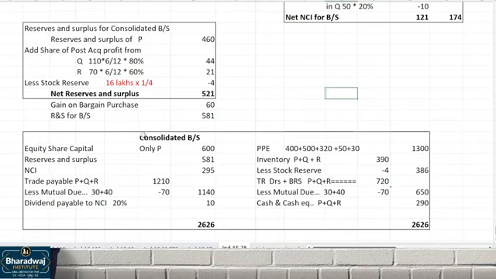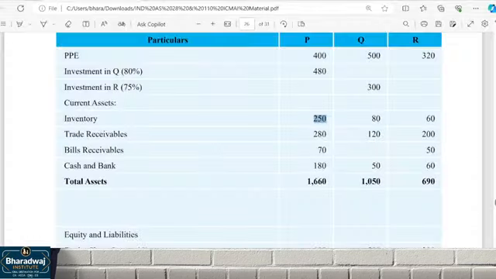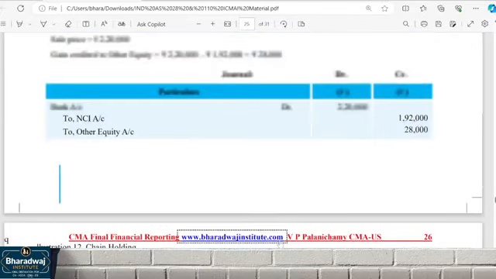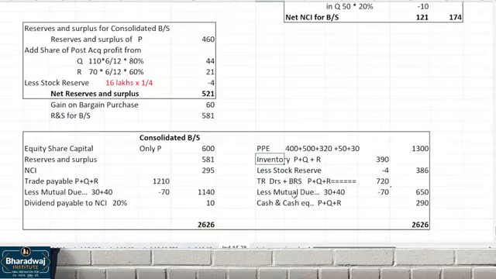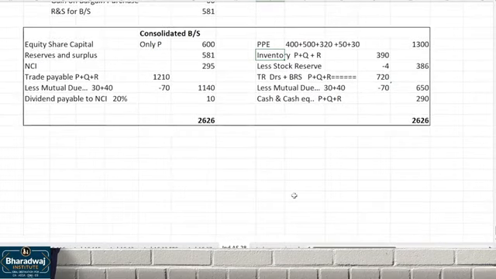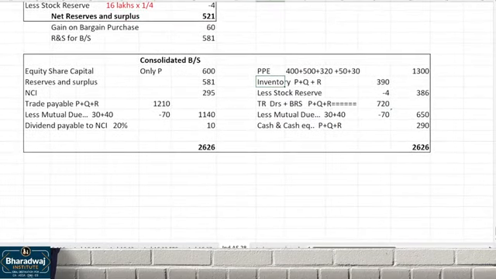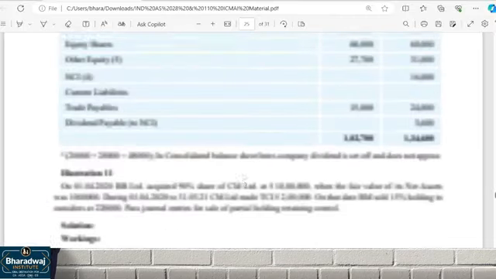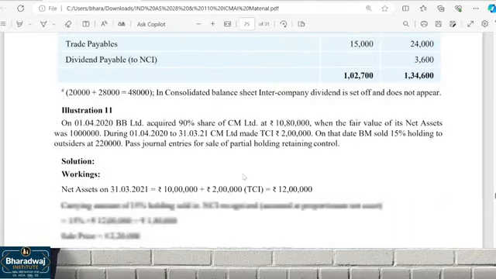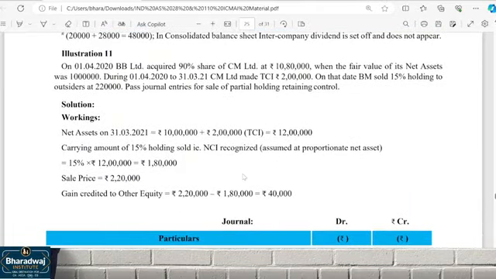Copy it. Go to question number 11. Have you copied? Is it over? Go to question number 11, please. Read this.